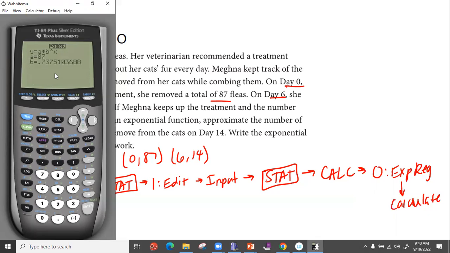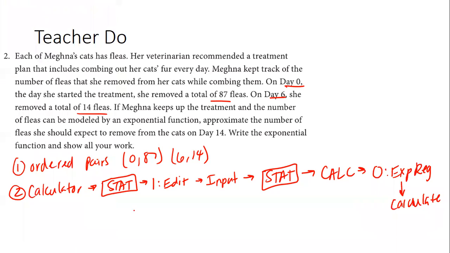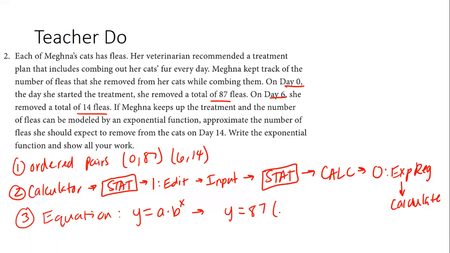So step three is to write your equation. What's our equation? It's in the format of y equals a times b to the x. So that leads us to y equals 87 times b to the x. We want to try to stick to at least three decimal places just for accuracy. The more decimal places you have, the more accurate you are. I think that's what College Board asks for, is three decimal places. So I'm going to practice that with you guys so we get used to it.